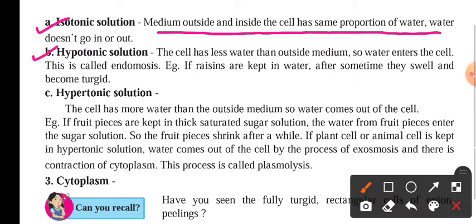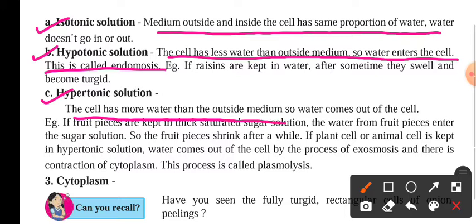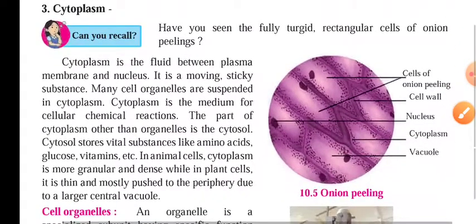The next one is hypotonic. The cell has less water than the outside medium, so water enters the cell, and this is called endosmosis. The next one is the hypertonic solution, just the opposite of hypotonic. The cell has more water than the outside medium, so water comes out of the cell, and this process is called plasmolysis.